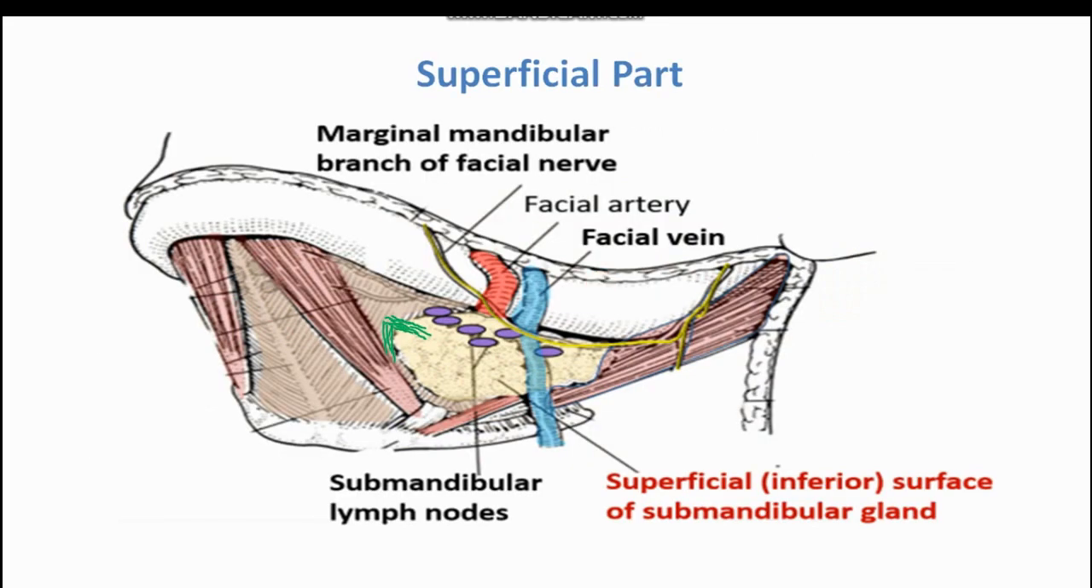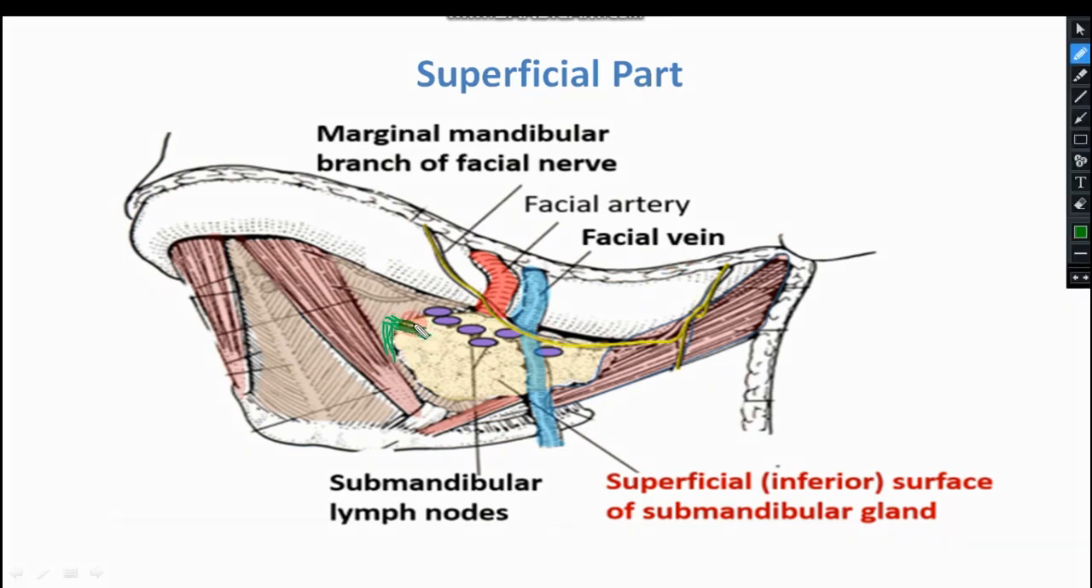Now we will talk about the superficial relations, and we will see the inferior surface also. So see, this is the inferior surface. Just now we have talked about it. When you move from superficial to deep, first we see the skin, then the superficial fascia, then the platysma, then the deep cervical fascia. Let me draw more.